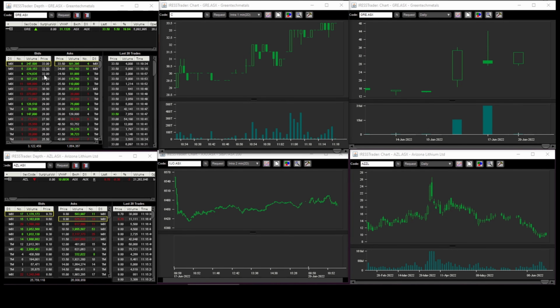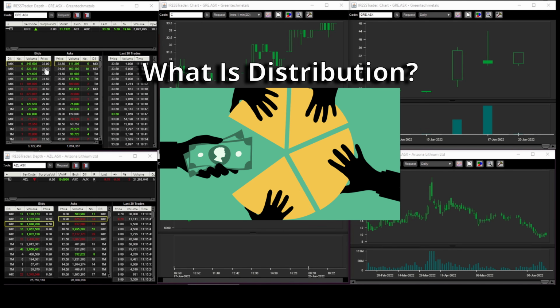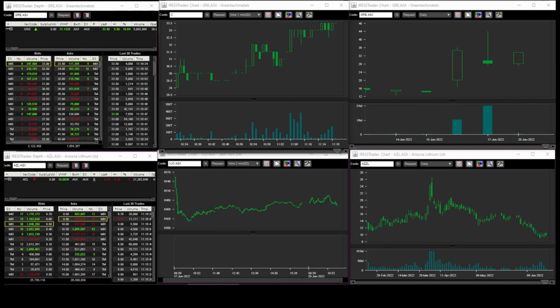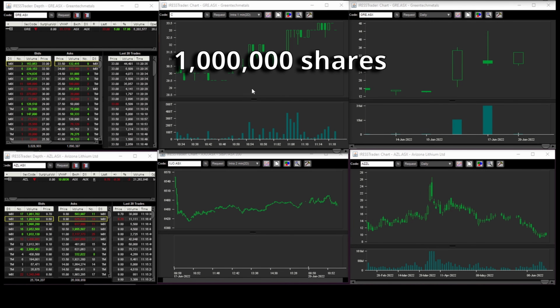Let's start with what distribution actually is. I guess a good summary would be if a holder or a group of holders hold a large amount of shares and they want to sell gradually in order to maximize their profit because they don't want to spook other traders and investors. I guess a good example here would be if someone had 1 million shares, right?